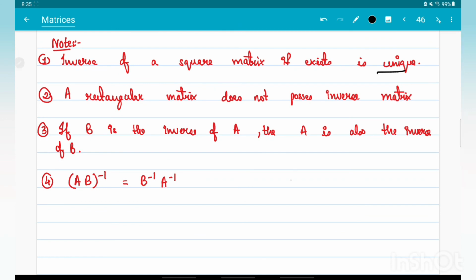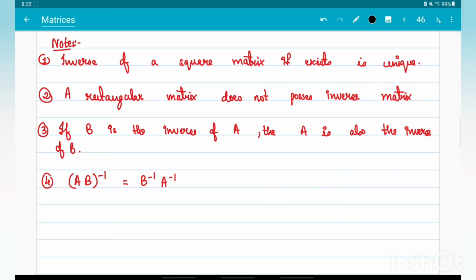So suppose I have a matrix A, then its inverse will be unique. That is, suppose B is its inverse. So suppose B is the inverse of the square matrix A. Now I cannot have another matrix C which will also be the inverse of A. So if there is a matrix and it is going to have an inverse, then that inverse is going to be unique. That is, every matrix will have only one inverse, not more than that. So this was our first point.